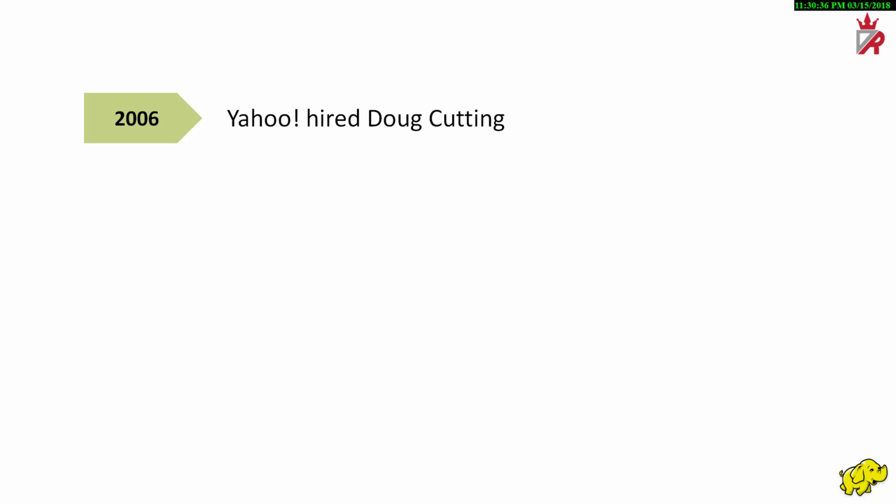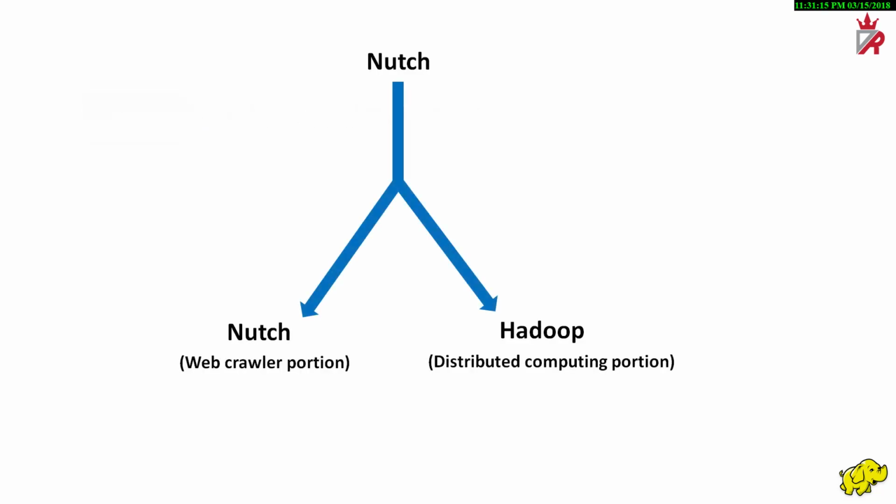The advantage for Yahoo of adopting Hadoop was that it was already working with a real application, that is Nutch, on 20 nodes. The first thing they did was take the parts of Nutch that were a distributed computing platform and place them in a separate project, named Hadoop. In other words, the Nutch project was divided. The web crawler portion remained as Nutch, and the distributed computing and processing portion became Hadoop.